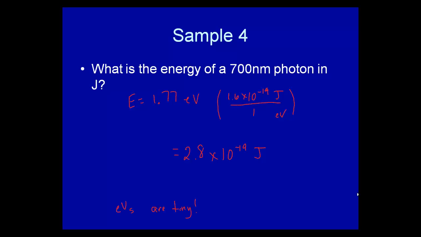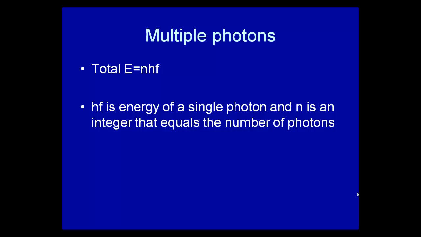Key thing to remember, electron volts are tiny. We're talking about the amount of energy required to move a single electron through a potential difference of 1 volt. So we're not talking about big numbers. Joules are relatively big compared to electron volts.